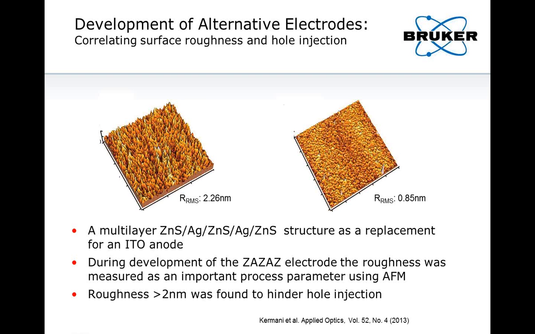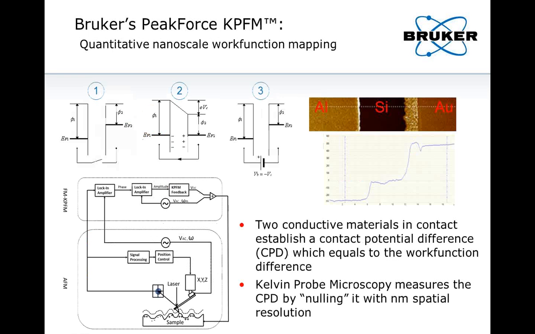Now let's go from roughness to electrical measurements, and one of the probably best suited modes for LED research is Kelvin probe microscopy, because it allows you to do quantitative work function mapping on the nanoscale. So how does it work?